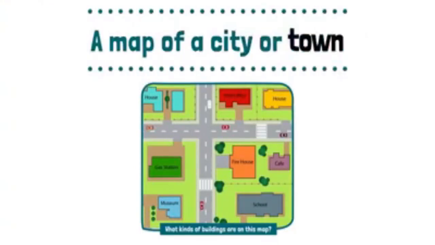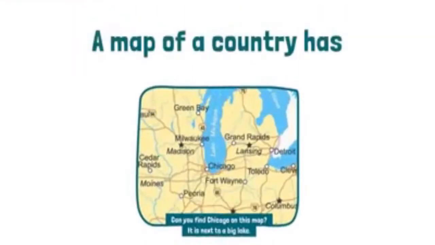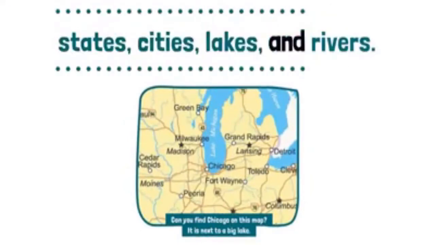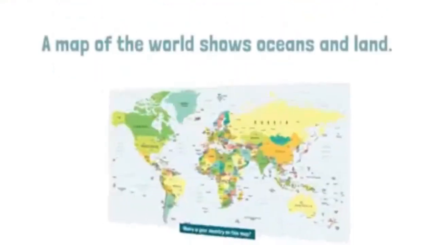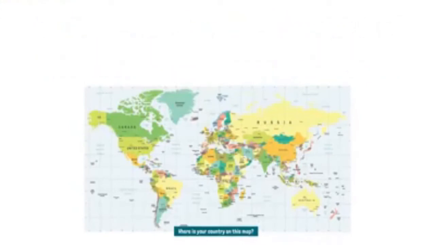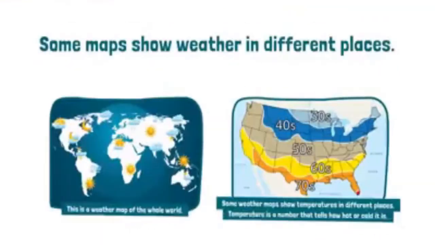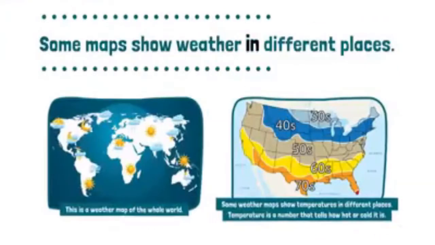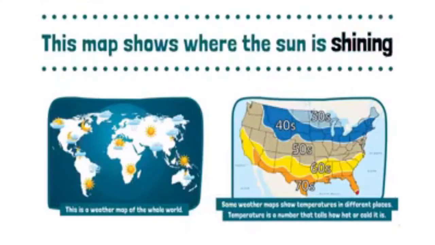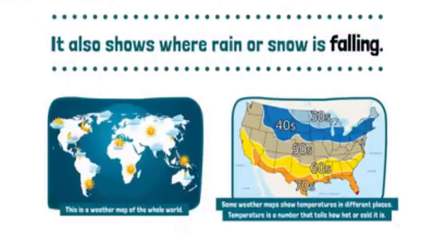A map of a city or town has streets and buildings. A map of a country has states, cities, lakes, and rivers. A map of the world shows oceans and land. It may show countries in different colors. Some maps show weather in different places. This map shows where the sun is shining. It also shows where rain or snow is falling.